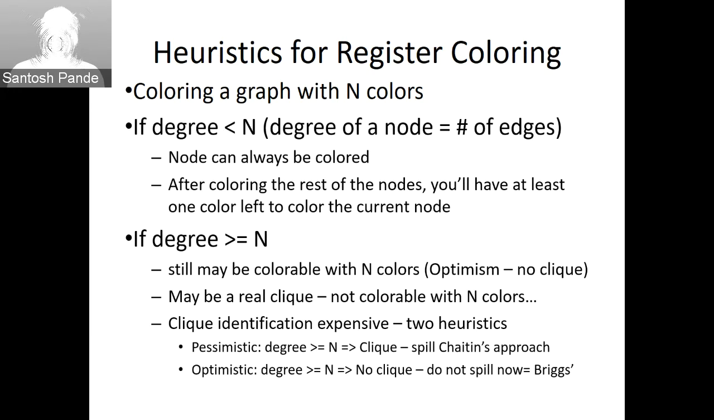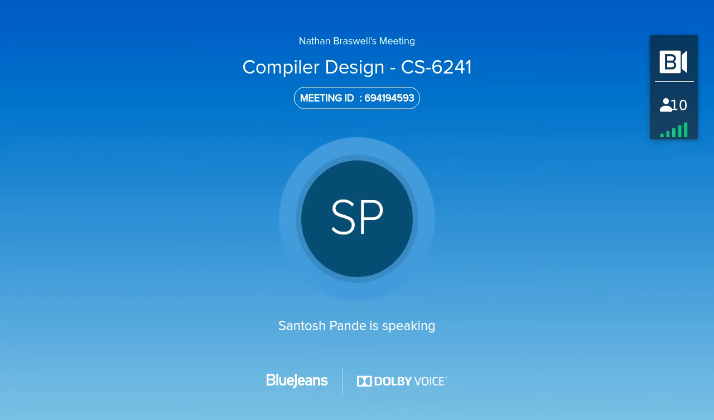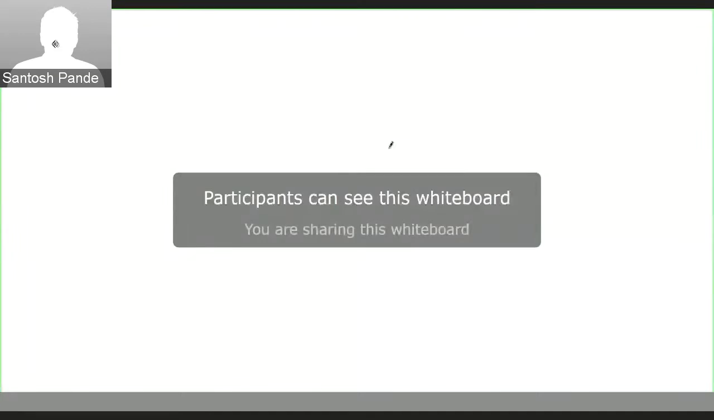And with a large number of n, this assumption is less likely to be true, at least in many cases, than when n is small. So Chaitin made that assumption, Briggs made this assumption, and that led to two solutions. I hope this sharing of colors and these possibilities of a clique is a clear concept. If not, let me just quickly illustrate this, and then we'll come back again here. We'll go to the whiteboard and then illustrate it.